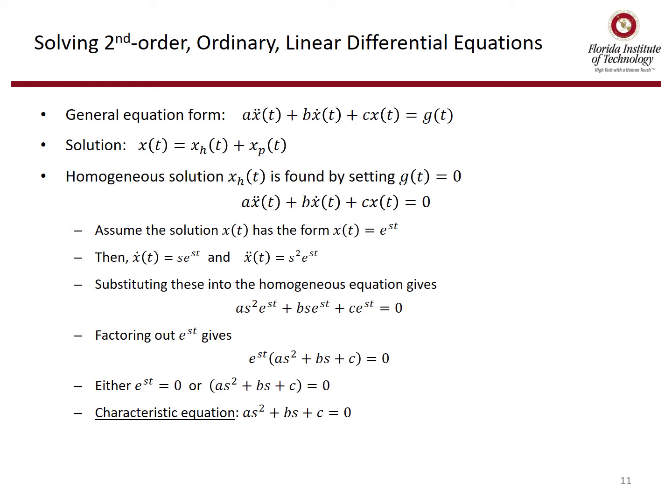We can now factor out e to the st, and we get in the parentheses a s squared plus b s plus c. The only way the product of those can equal 0 is if either e to the st equals 0, and that's not very interesting, or a s squared plus b s plus c equals 0. And we call that equation the characteristic equation.